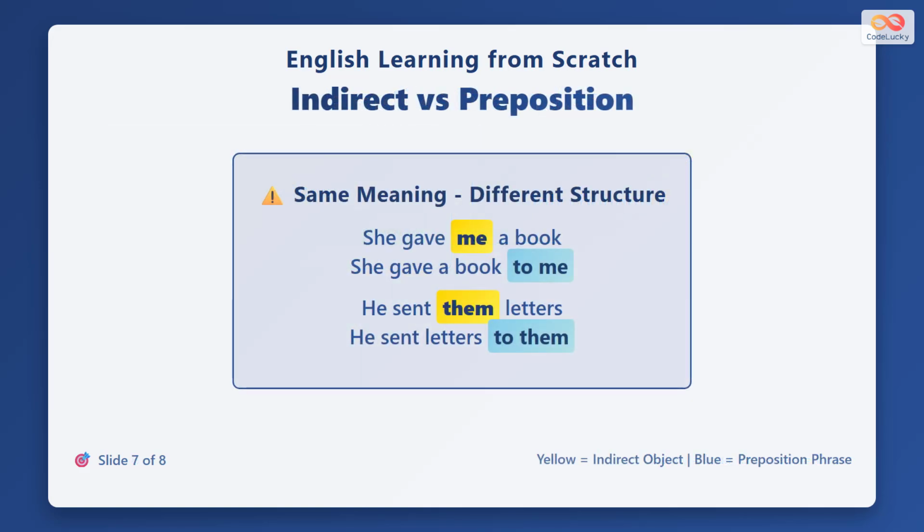The same idea can be expressed using an indirect object or a prepositional phrase. For example, "She gave me a book" is the same as "She gave a book to me." Both sentences have the same meaning, but the structure changes.